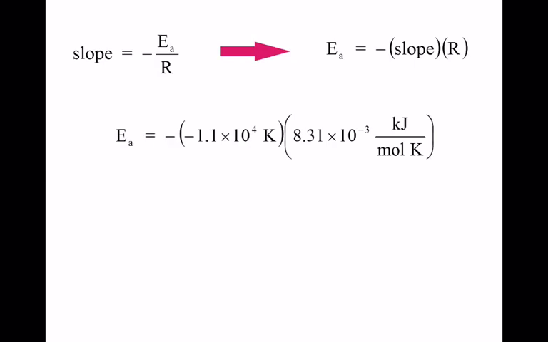The slope we saw on the previous slide is negative 1.1 times 10 to the 4th Kelvin. The value of R we're using is 8.31 times 10 to the negative 3rd kilojoules per mole Kelvin. Of course, Kelvin cancel. We're going to be left with units of kilojoules per mole, which is great. Our negatives cancel each other out. That's how I think of it anyway. Rounding to significant figures, our activation energy is going to be a positive 91 kilojoules per mole.